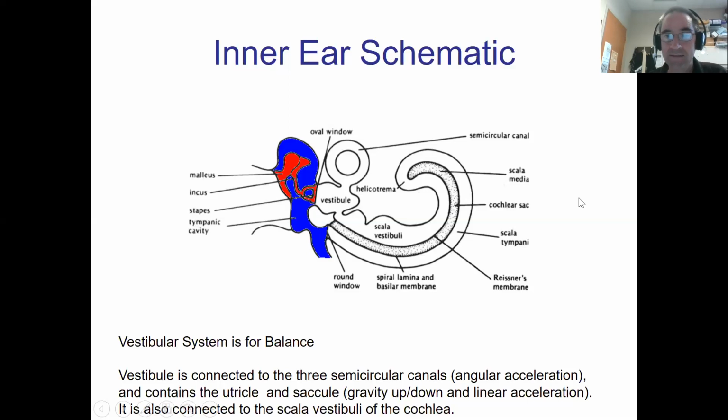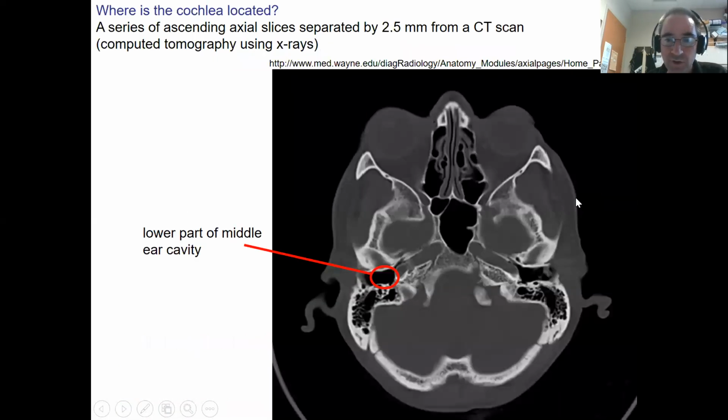Okay. So I'm going to show you a bunch of pictures, and then we'll talk about the function of these things and how the cochlea responds to sounds.